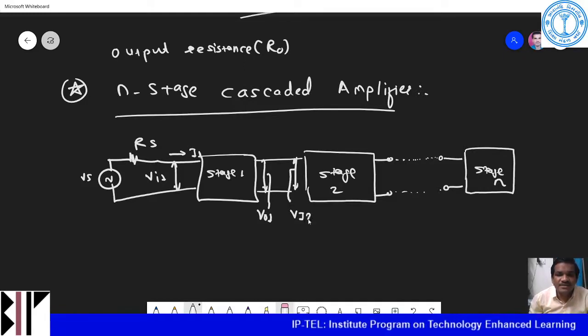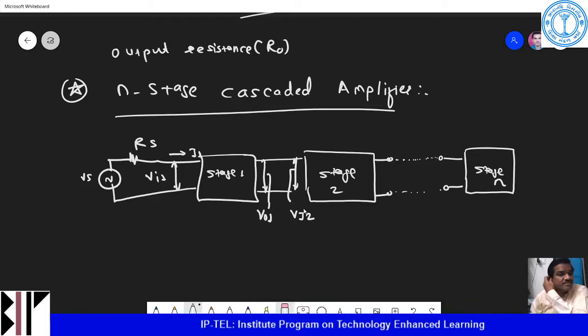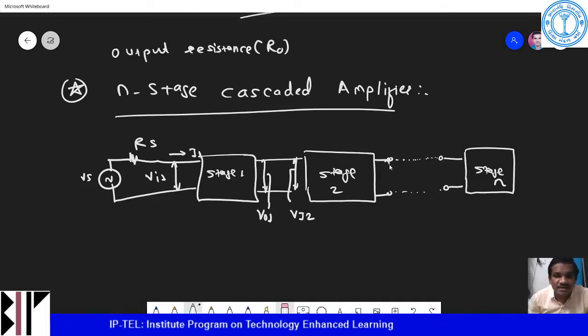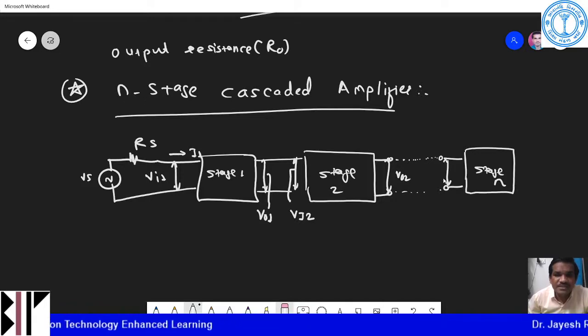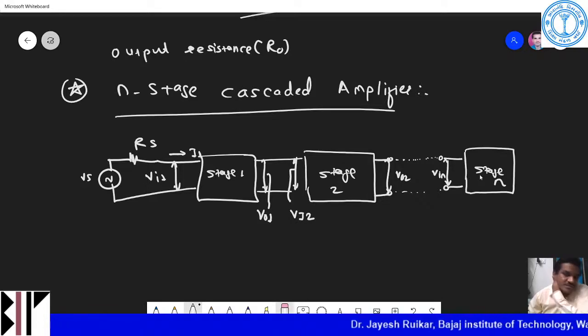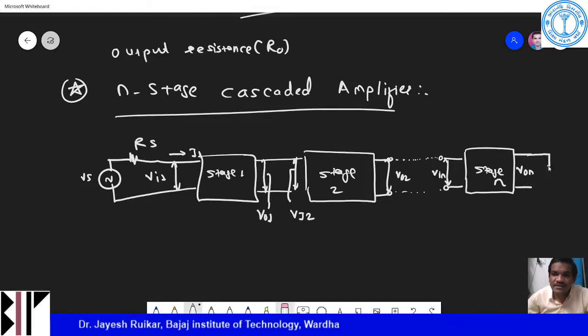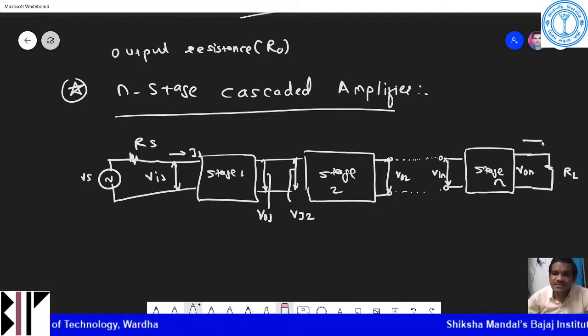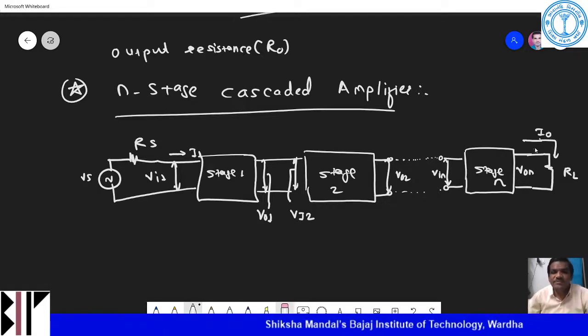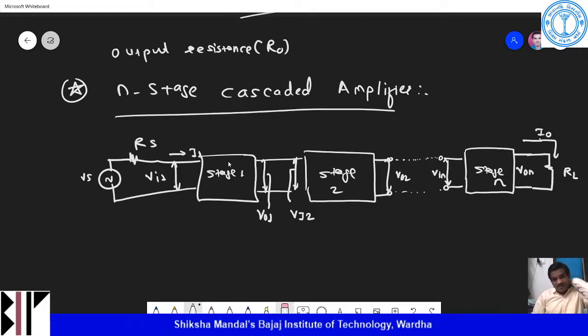That is Vi2, because the second stage is there. Then the output at this stage is VO2. Input to this stage is VIN, the n stage input voltage, and then I calculate the output voltage as VON, and then this is the load resistance. The current flowing through this circuit is IO, the output current. Here it is the input current.